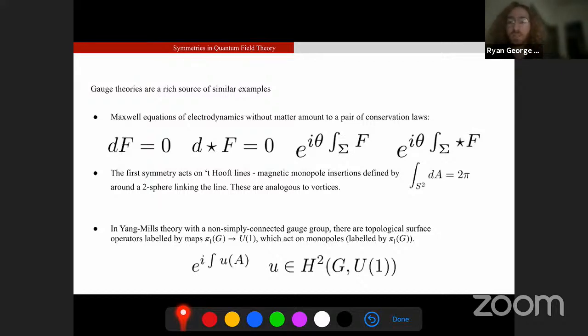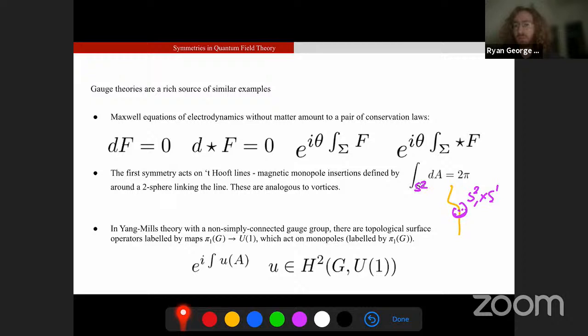Instead, it acts on some kind of singularities. In this case, it acts on monopoles. You can define a monopole by, again, taking some curve and removing a neighborhood of it. The boundary of this neighborhood is S2 times S1. And around this S2, you impose the boundary condition that the magnetic flux through S2, or this dA, is 2 pi. That's really analogous to the vortices. If you look at this operator, then this F is going to see this 2 pi. And so this dF equals 0 current is going to act on these monopole operators. And there's an electric-magnetic duality, just like before, that exchanges the two of them. So we need to include both if we want to have a complete description of the symmetries of the theory.